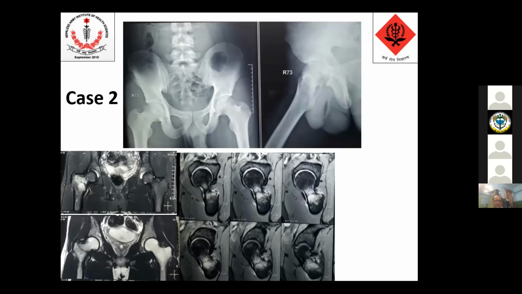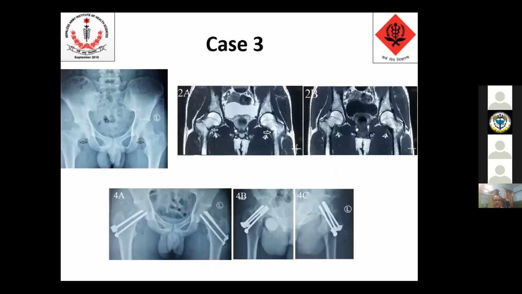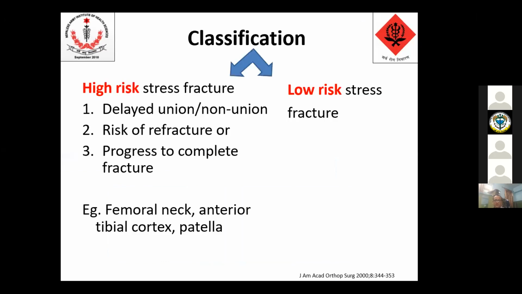Another case came with pain on his right hip and limping, and when the X-ray and the MRI were done, it showed bilateral femoral neck stress fracture at different grades of presentation, and this patient was managed operatively.